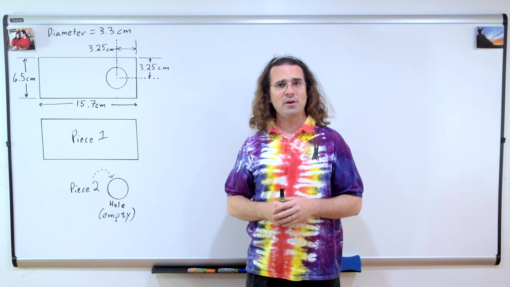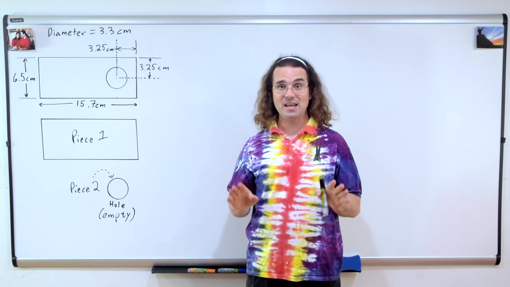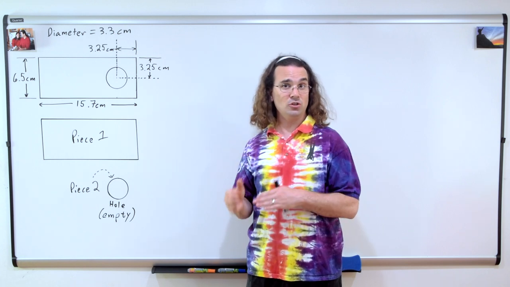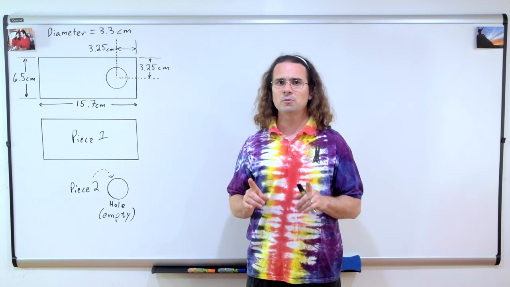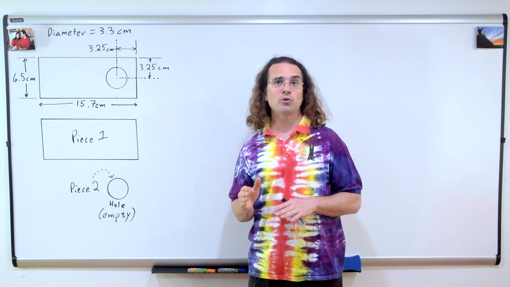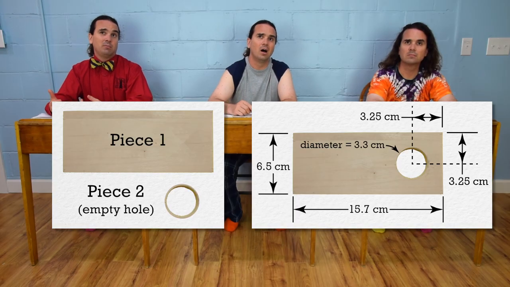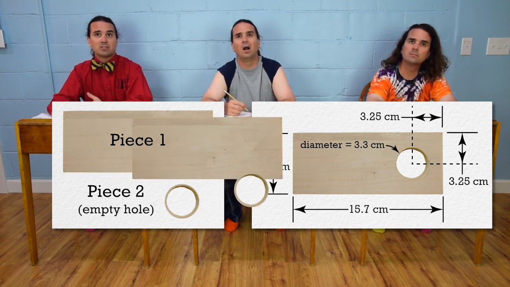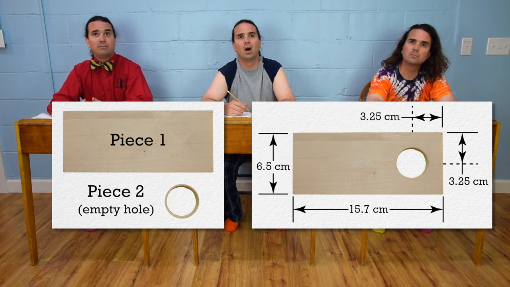That is absolutely correct. Let's identify piece one as the rectangular block, which does not have a hole in it, and is 15.7 by 6.5 centimeters. And piece two as the hole, which has a diameter of 3.3 centimeters. In order to make this work, realize piece one does not have a hole in it, and therefore we subtract piece two, the hole, from piece one. That makes sense, because that is what this block is. It is a rectangle with a hole removed from it. So we take piece one, the rectangle, and remove piece two, the hole, from the rectangle.